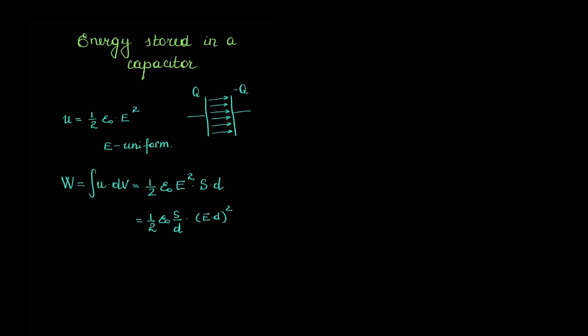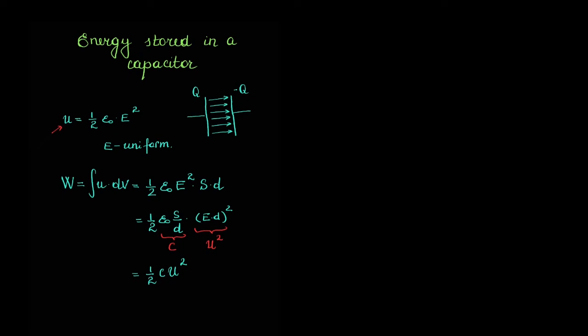Now, epsilon 0 S divided by d gives you the capacitance of that capacitor, and E multiplied by d is just the voltage across its plates. So it is just U squared, right? This small u is called the energy density, and the big U is just the voltage between its plates. Then finally, we can find that the potential energy of a capacitor is just 1 over 2 C U squared.